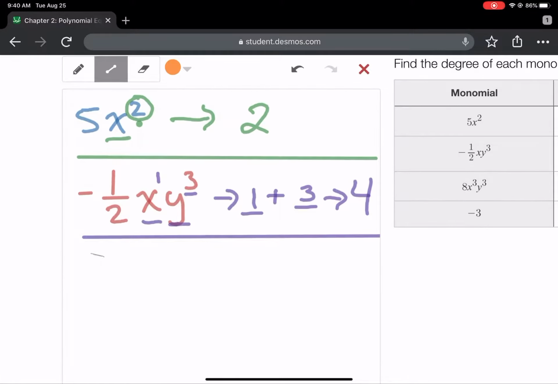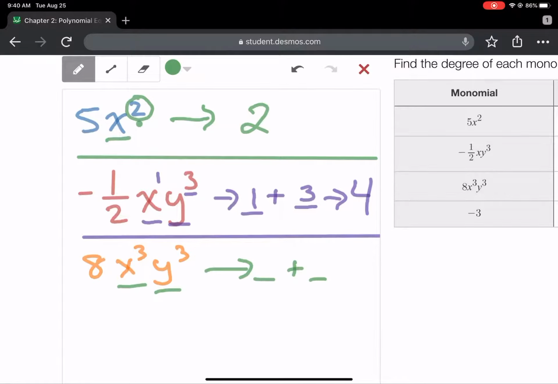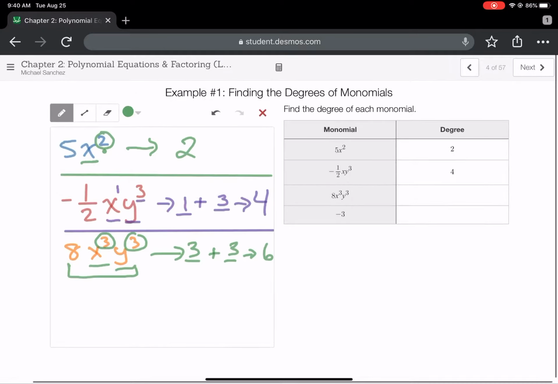Then we have 8x to the power of 3, y to the power of 3. We add the exponents for all of our variables. We have 2 variables, so I need to add 2 numbers. We're adding 3 plus 3. So the degree of this monomial is 6.